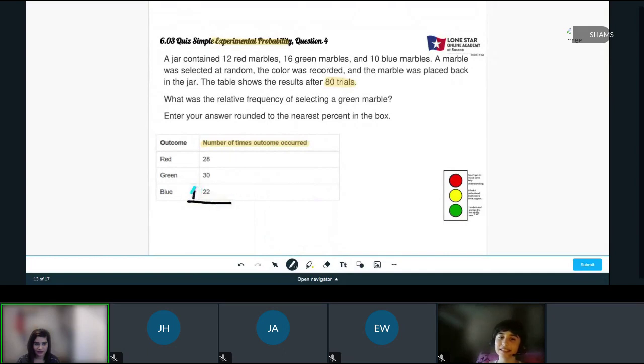If you add these numbers, 28, 30, 22, it should give you 80. This is what the question says. It is a result of 80 trials. So what is the relative frequency of selecting a green marble? Green happened 30 times. So this is how you can set it up. It happened 30 times, so you will say 30 out of 80. Right? Or 3 out of 8. 3 out of 8 in simplified terms.